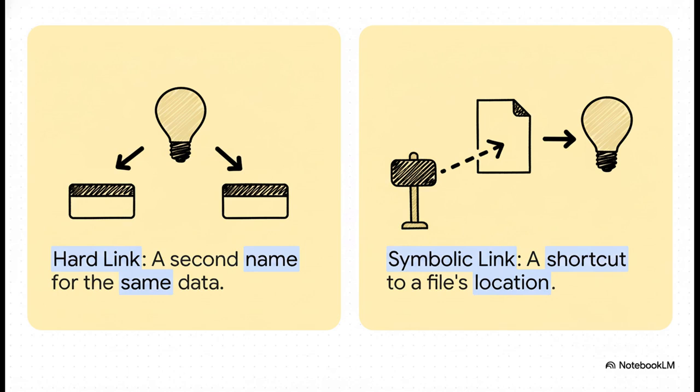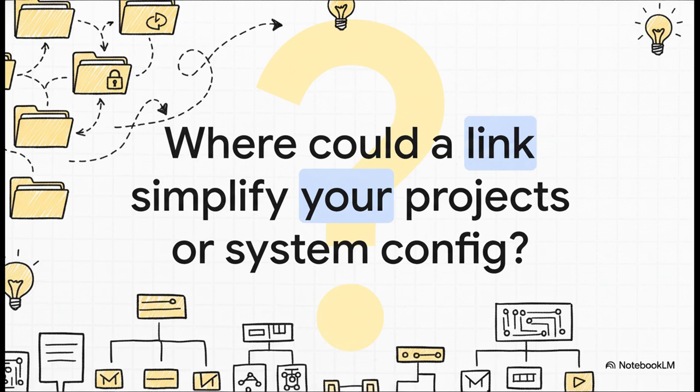So if you remember just one thing from all this, let it be this simple idea. A hard link is a second name for the same data. A symbolic link is just a shortcut to a file's location. And that's pretty much the whole story. We've seen that links are a really clever way to manage files without wasting space or creating confusion. So the question I'll leave you with is, now that you know the difference, where in your own projects or your own system could a well-placed link make your life just a little bit easier?